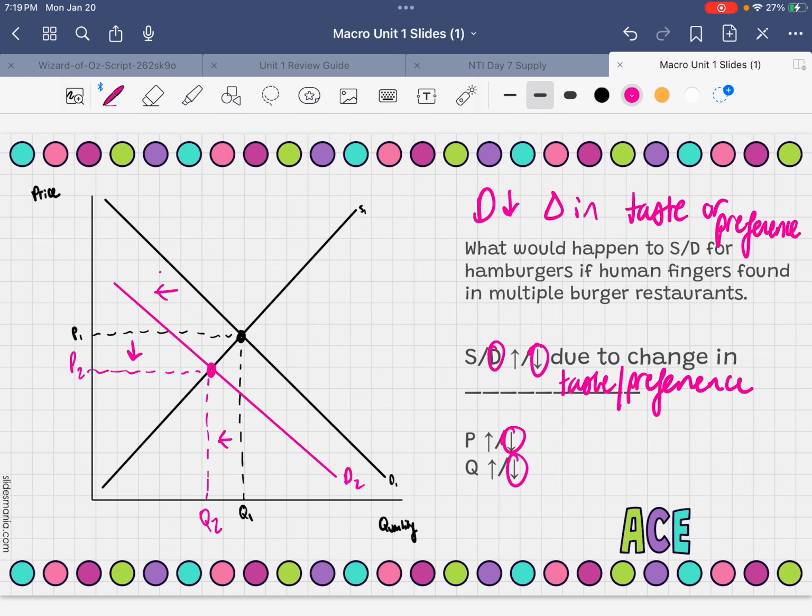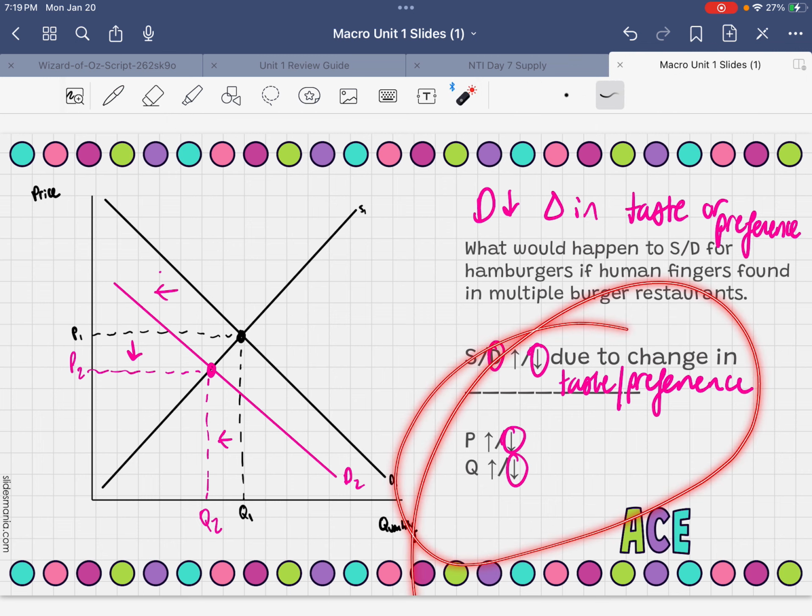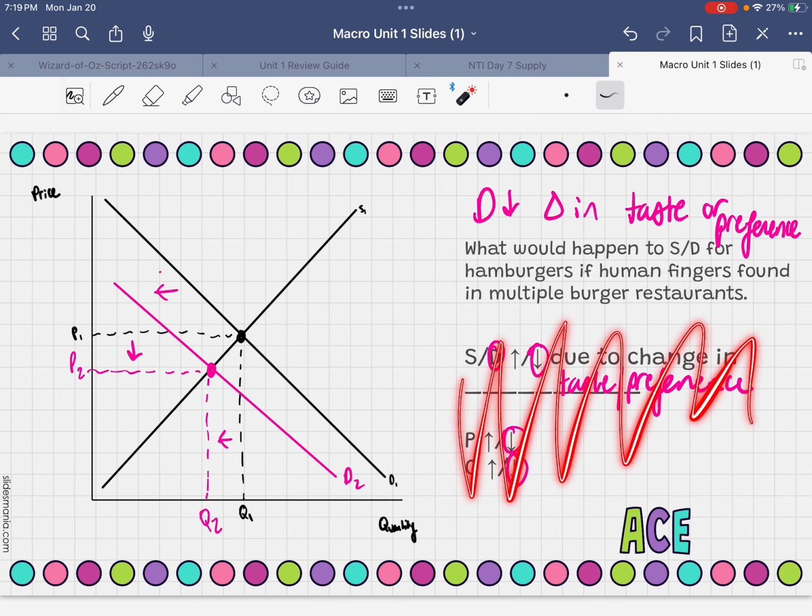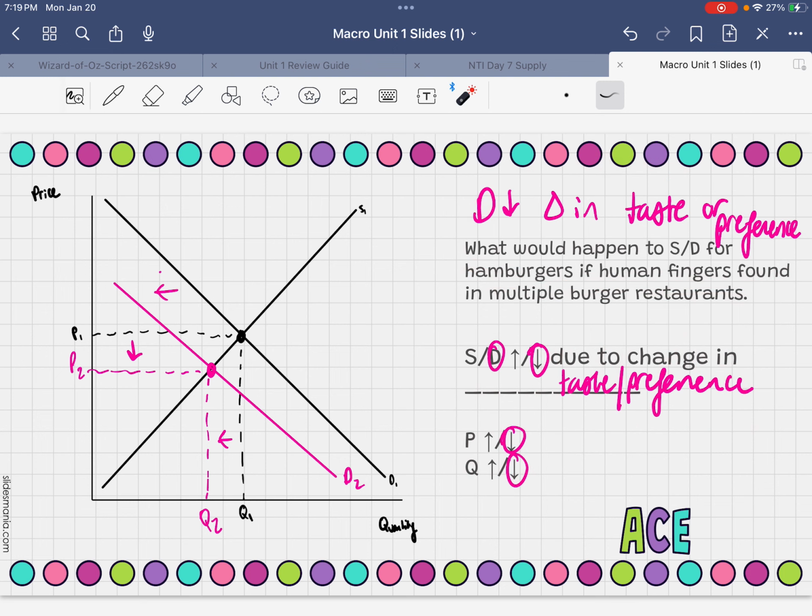I already told you guys this. I'm going to tell you again. You won't get fill in the blank on the AP exam, so we have to get used to that. We have to do writing it all out. Writing P goes down, Q goes down.